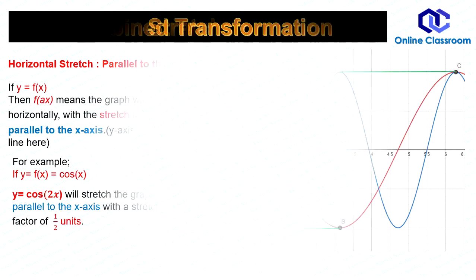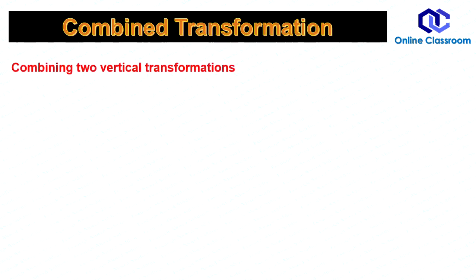Moving ahead. Now when we combine transformations, you should learn a few rules for these. When we combine transformations, there are three possibilities. We may have both vertical transformations, vertical stretch and vertical translation. We may have both horizontal transformations. We may have one vertical transformation and one horizontal transformation.